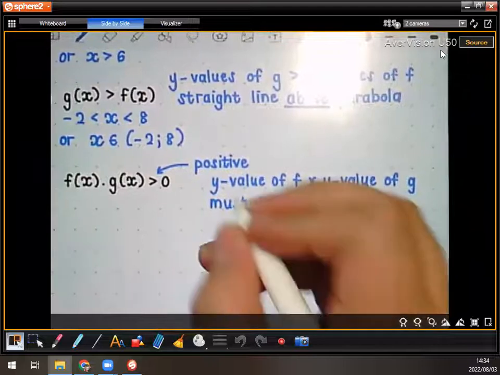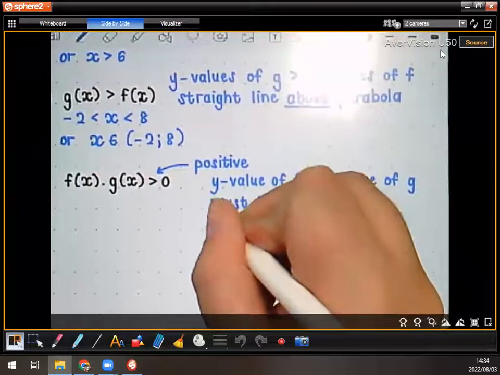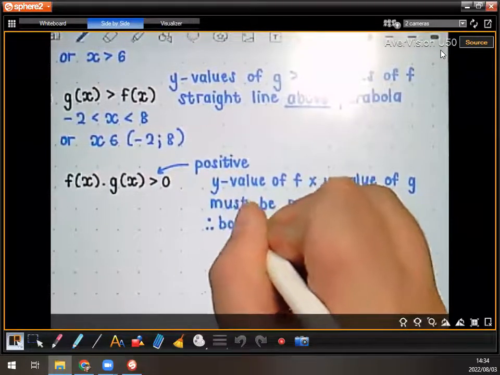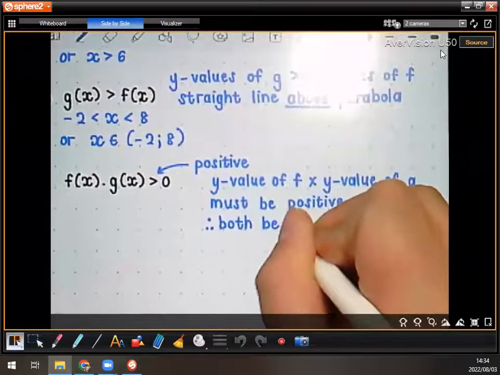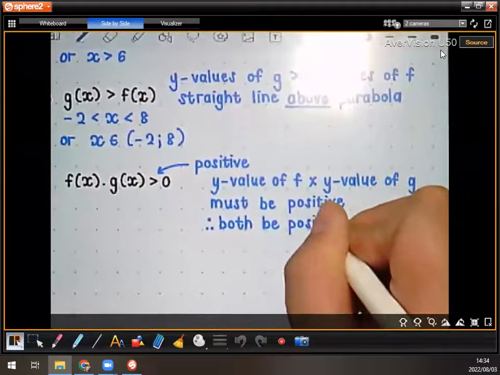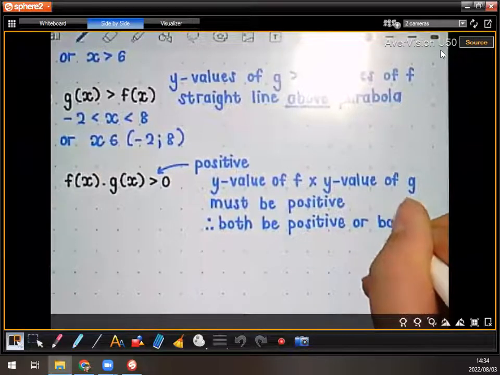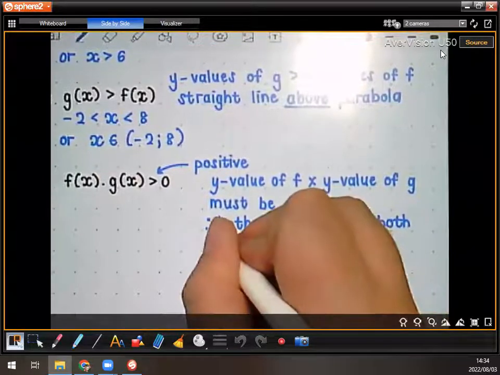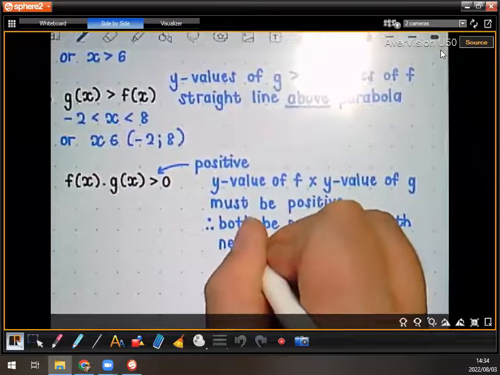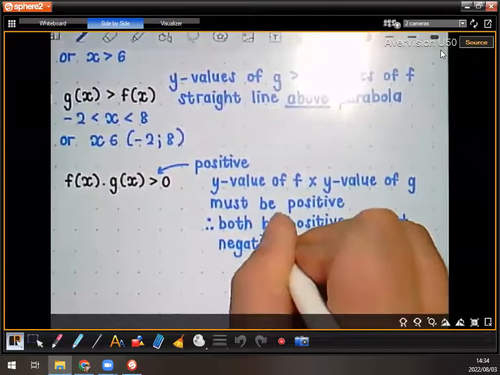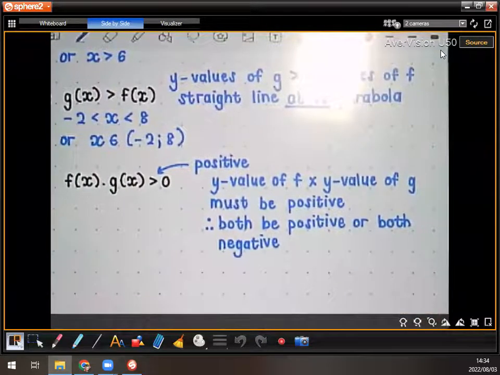All right. So I'm going to write, therefore, they must both be positive or both negative. And that is actually what we're going to look for on the graphs. We're going to look for places where the two graphs are both positive or they are both negative.